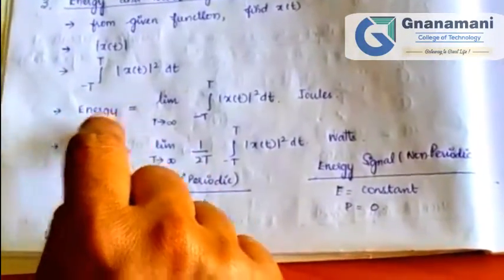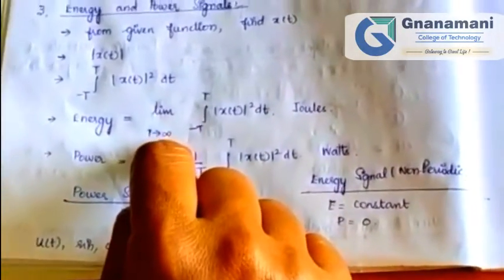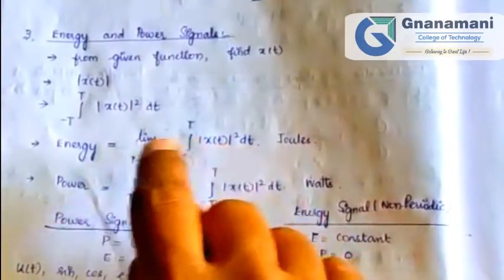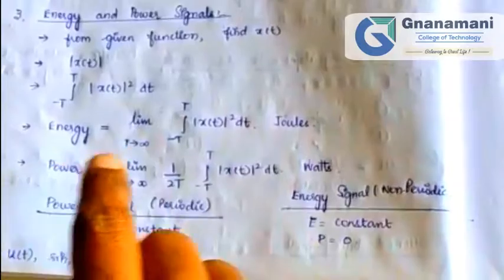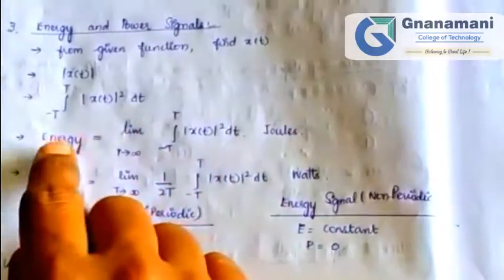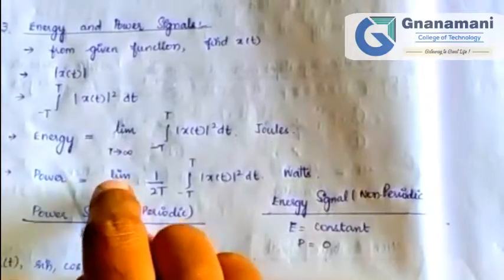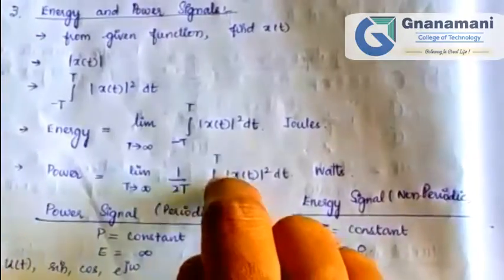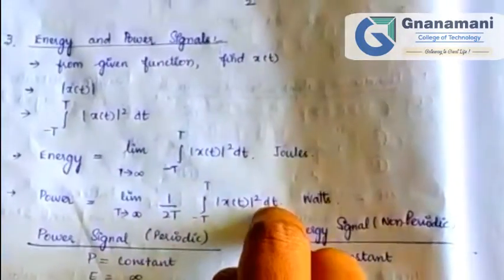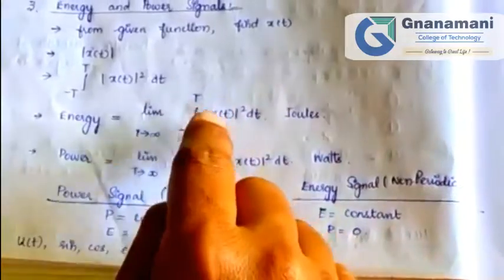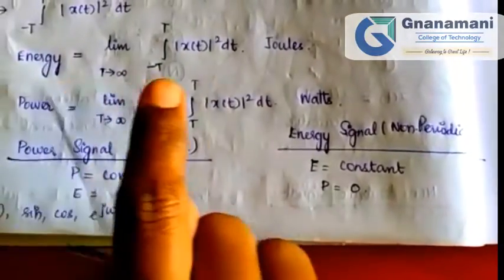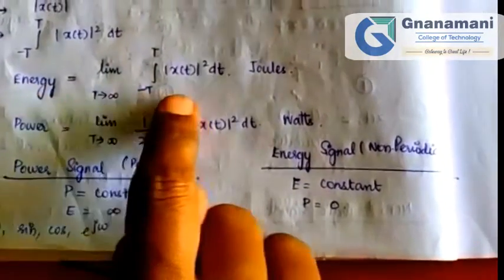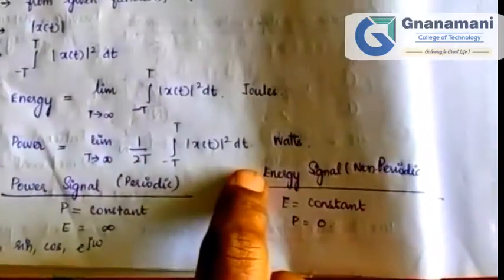To determine energy, this is the formula: limit T tends to infinity, integral from minus T to T, modulus of x of t whole squared dt. Energy is represented in joules, and power is represented in watts. For power, the formula is limit T tends to infinity, 1 by 2T, integral from minus T to T, modulus of x of t whole squared dt, in watts. Similarly, this is for discrete. These are the steps for a continuous signal. To find out if the signal is an energy signal, this is the formula, and for a power signal, this is the formula.